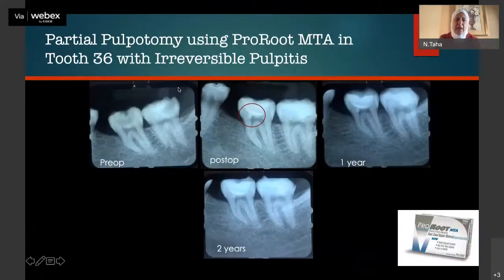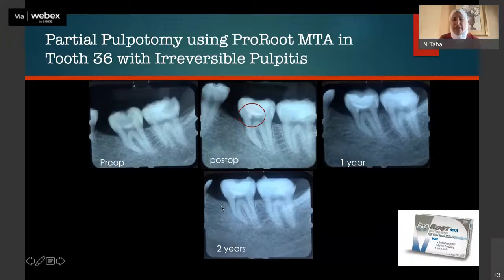I want to show you this case of partial pulpotomy using ProRoot MTA, the very original calcium silicate material introduced by Dentsply in the late 1990s. This tooth had deep caries exposing the mesial pulp horn. Partial pulpotomy was done. This is the 1 year follow-up. This is the 2 year follow-up. And there is normal architecture periapically. The tooth is responsive to the cold test.